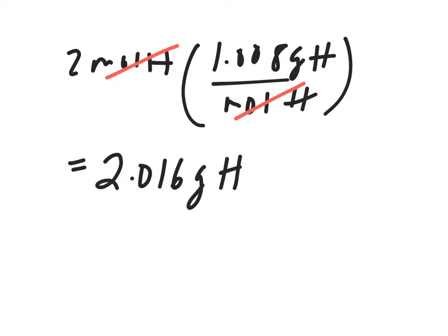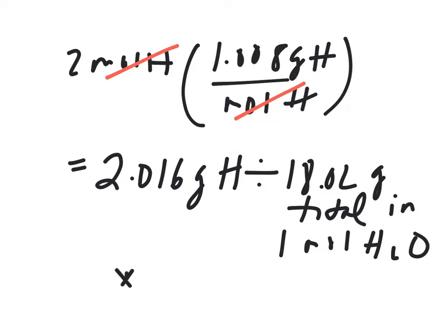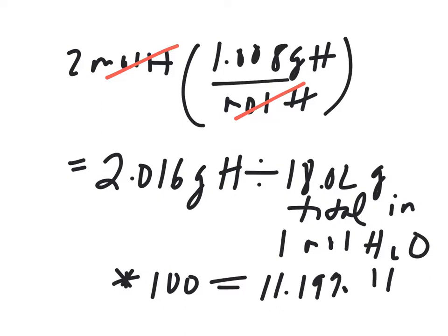So then if I divide by the 18.02 grams total in 1 mole of water, and then I multiply by 100, that tells me that water is 11.19% hydrogen. So 11.19% of the mass of water is always going to be due to hydrogen atoms.